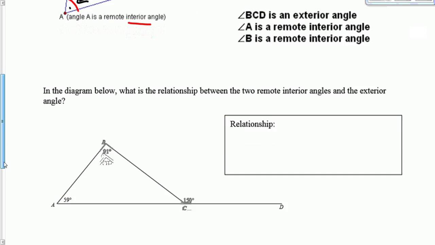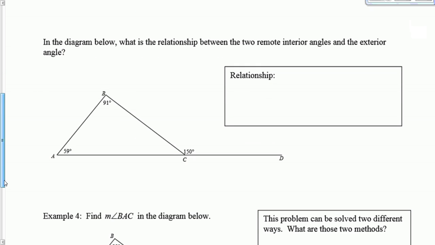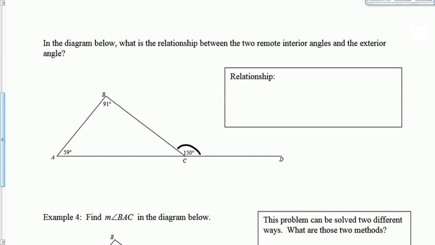Well, let me tell you. Let's take a look at this diagram. Right here, this outside angle is 150 degrees. Angle A is 59, B is 91. Do you notice anything? If you notice that angle A plus the measure of angle B equaled the measure of angle C, you are correct.